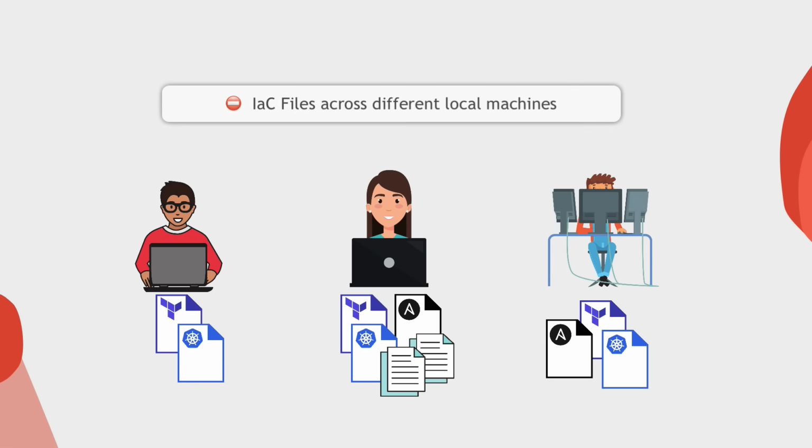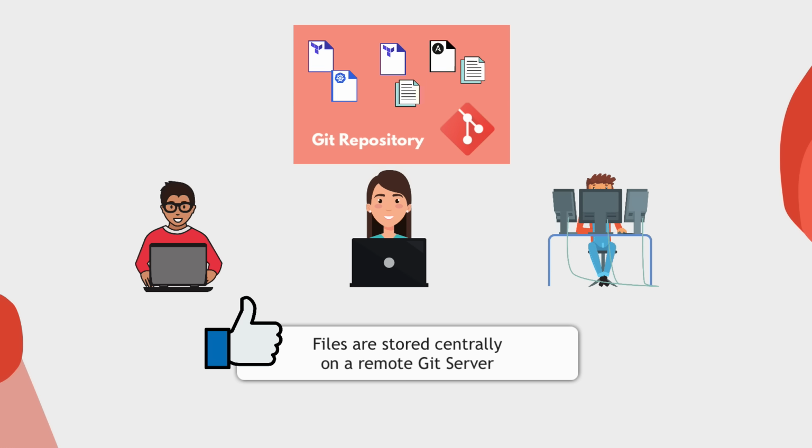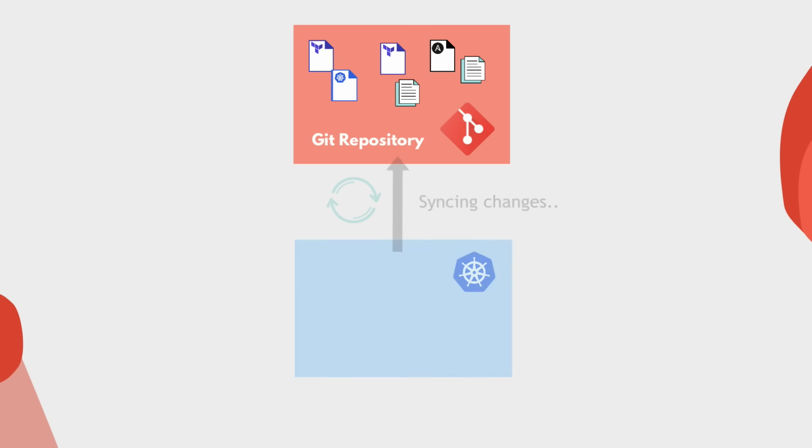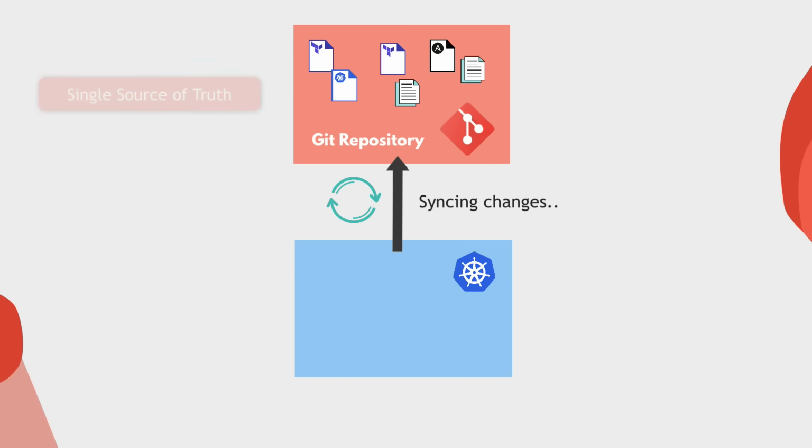So overall, this means that instead of spreading your infrastructure as code and configuration as code, etc. in different places and machines, and basically having those files just lying around on your computer, everything is stored centrally in a Git repository, and the environment is always synced with what's defined in that repository. And this means that Git repository becomes the single source of truth for your environment. And of course, this makes managing your infrastructure or your platform way easier.